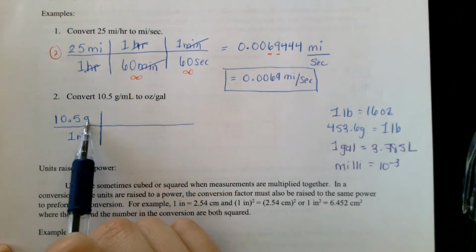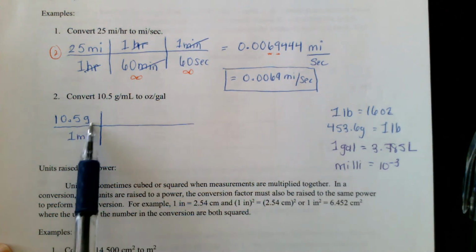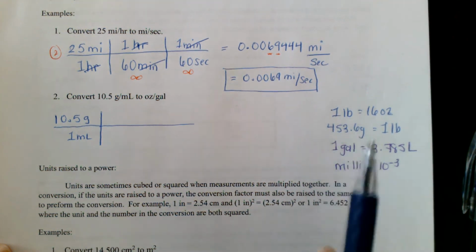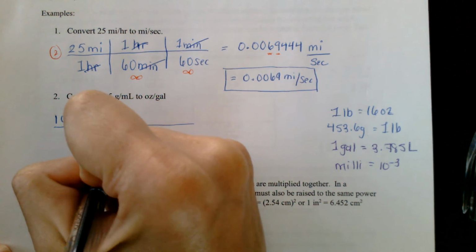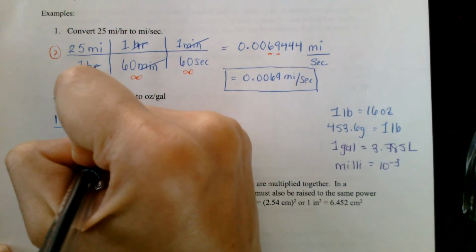Okay, so we'll start with mass. So to go from grams to ounces, we'll start here. So grams is in the numerator, so I'm going to need to put my grams from my conversion factor in the denominator. So we'll put our 453.6 grams, and that's equal to 1 pound.